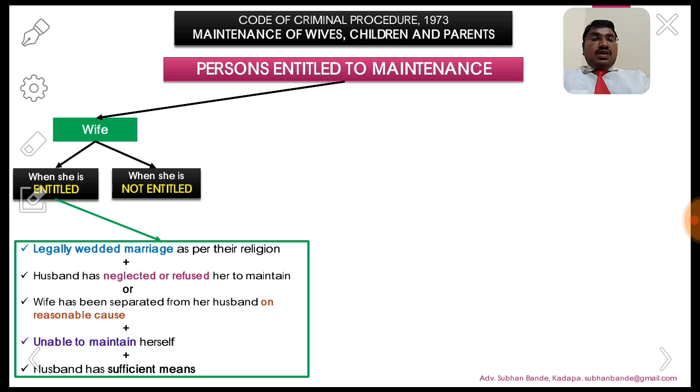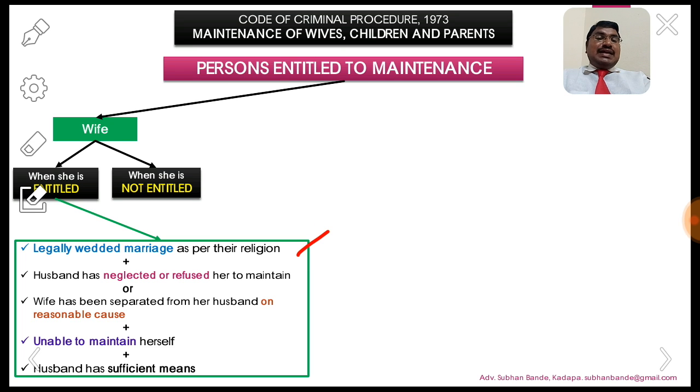Let us discuss when a wife is entitled to maintenance. There must be a legally vetted marriage between the wife and husband as per their religion, as per the rights and customs of a particular religion. There should be a legally vetted marriage. If the marriage is a void marriage, then she cannot entitle the maintenance. It is the first essential element. The disqualification of the first essential element leads to disqualification to entitle the maintenance.